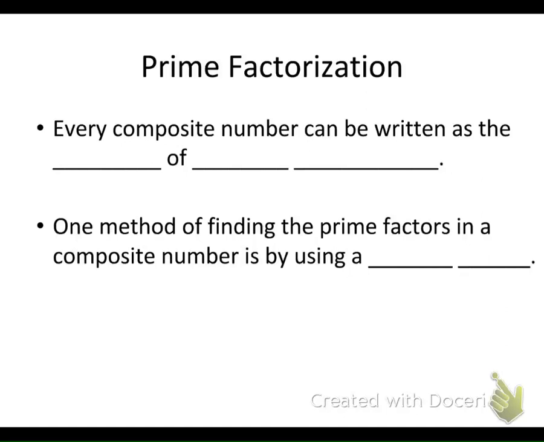So prime factorization. Every composite number can be written as the product of prime numbers. Devontae gave us an example of a composite number, 27, I believe. 27 is a composite number, right? If I take this composite number, I want you to write it as, what did we do in our opener? Prime factorization. So every composite number can be written as the product of prime numbers.